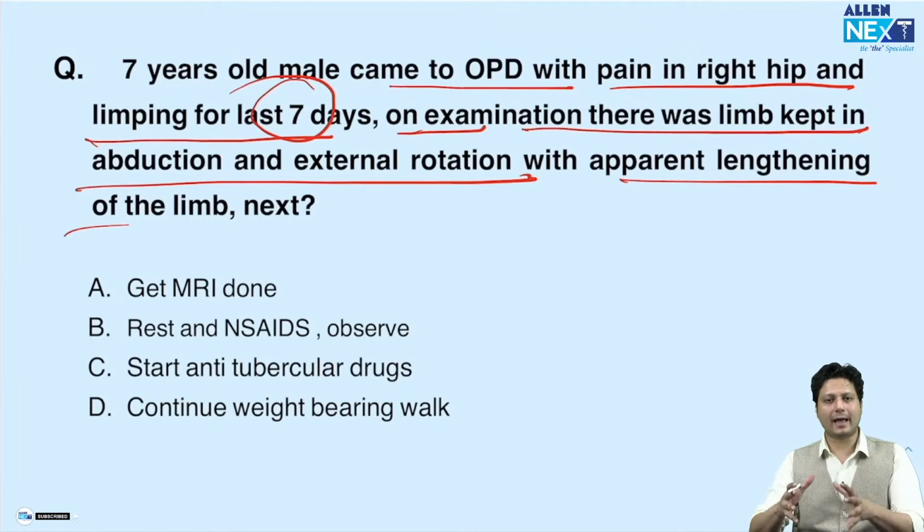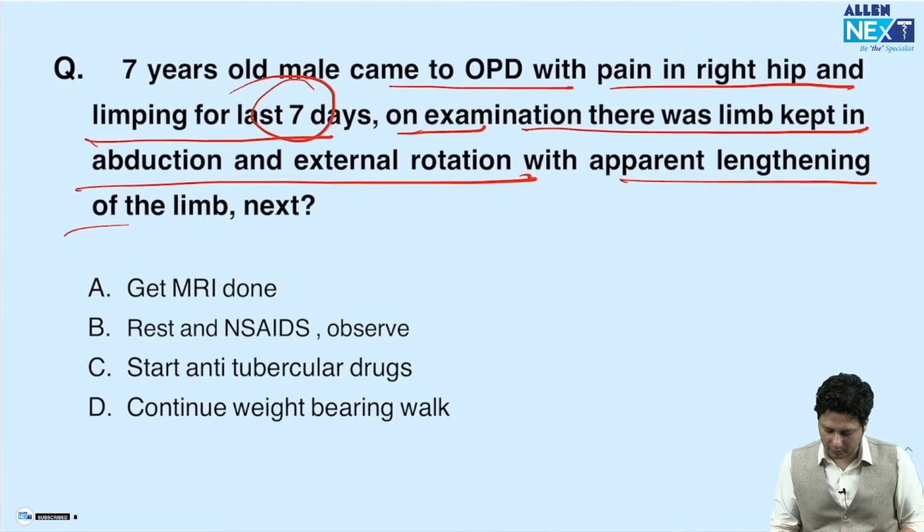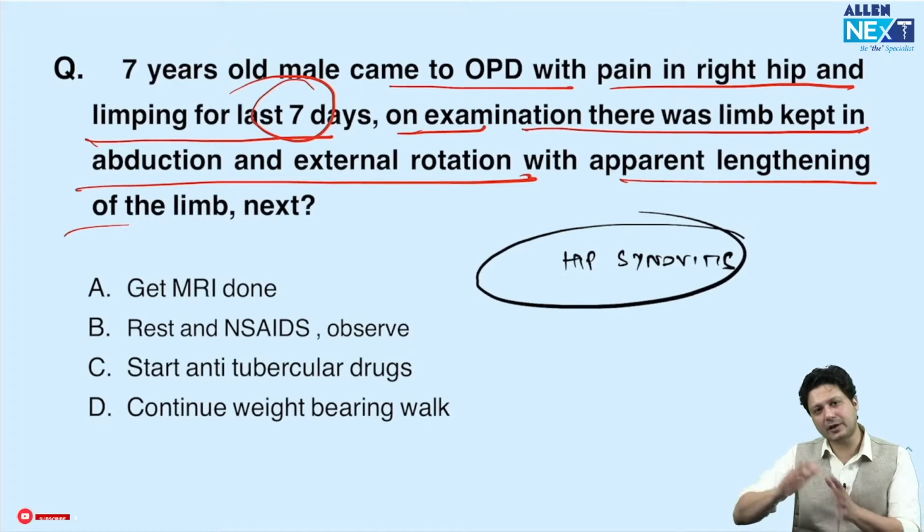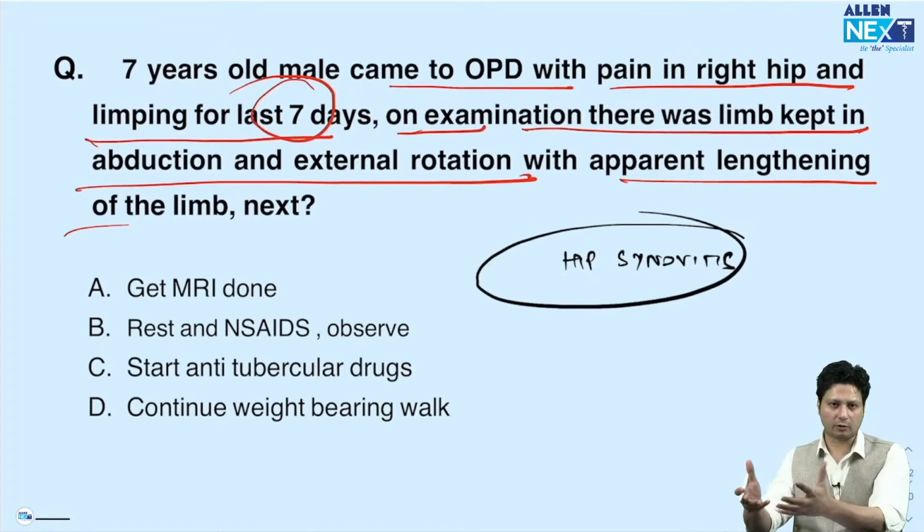the limb. So actually it is the stage of synovitis, which could or could not be due to any reason. So here what the patient is having is hip synovitis. Now this hip synovitis could be because of or couldn't be because of any reason.